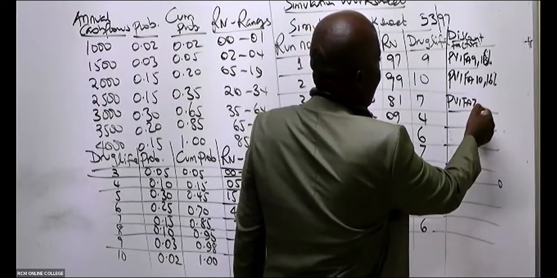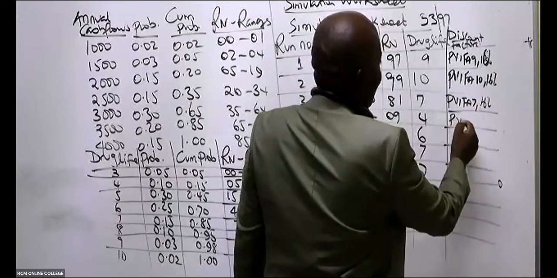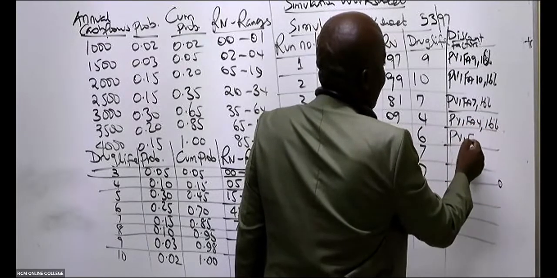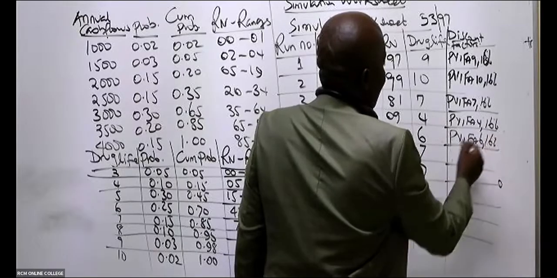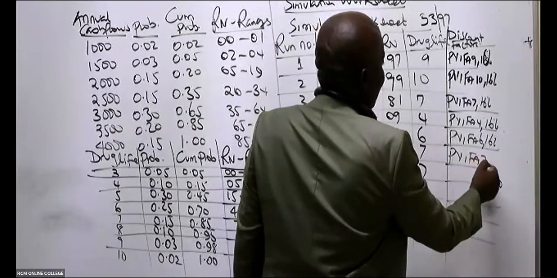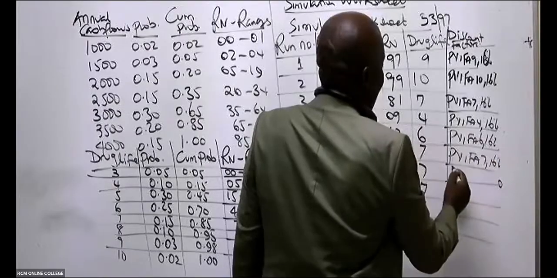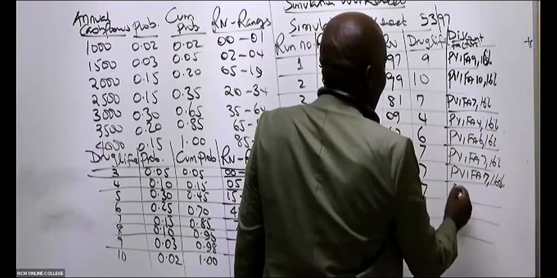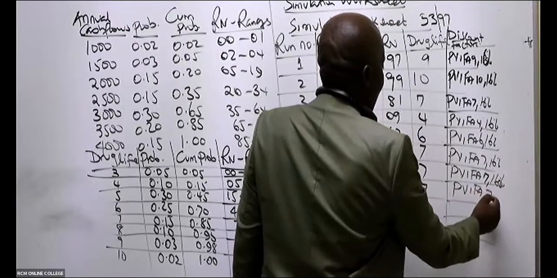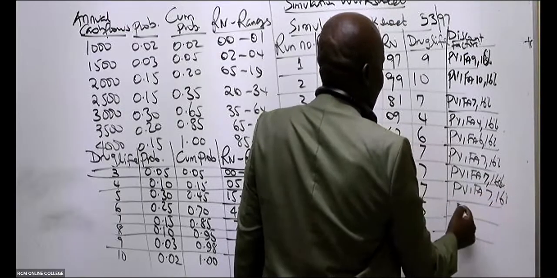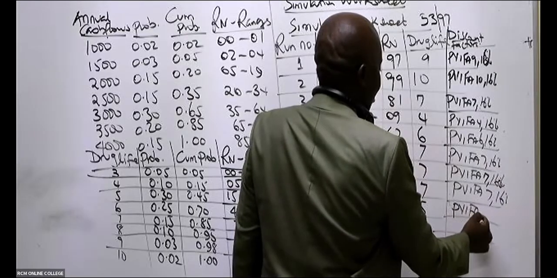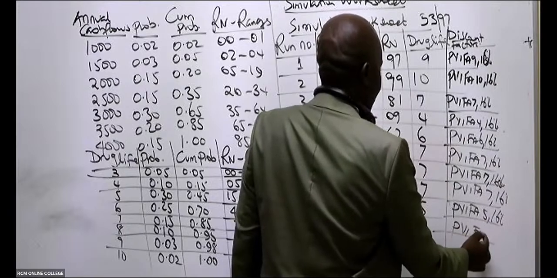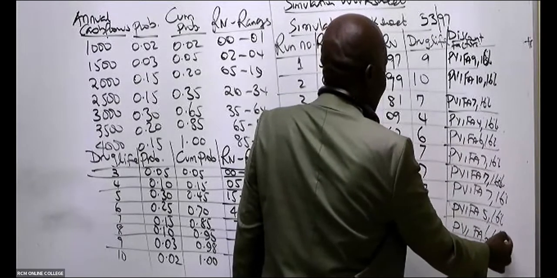Yeah, 7, 16% is common. PVFA 4, 16%. PVFA 6, 16%. PVFA 7, 16%. PVFA 5, 16%. PVFA 6, 16%.